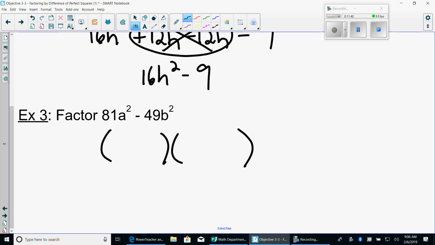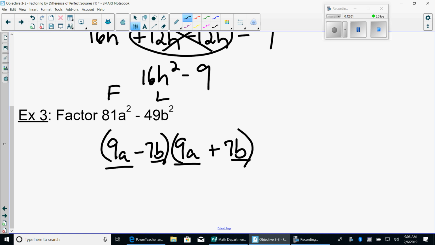All right, so this will be 9a times 9a. First times first is going to give you your first part. And then last times last is going to give you your last part, which would be minus 7b and plus 7b. And then what happens to the outer and the inner? Why is there no outer and inner? Because they're going to cancel. Okay, that's why.